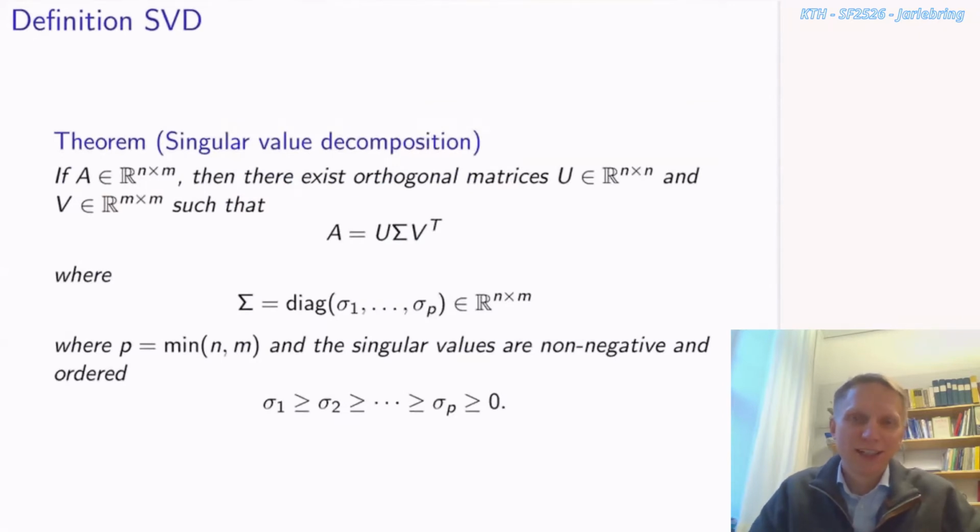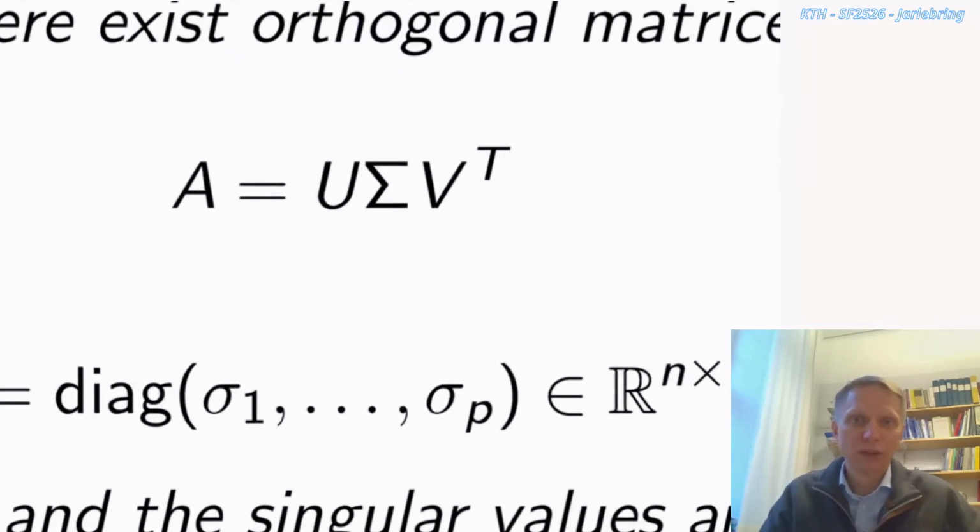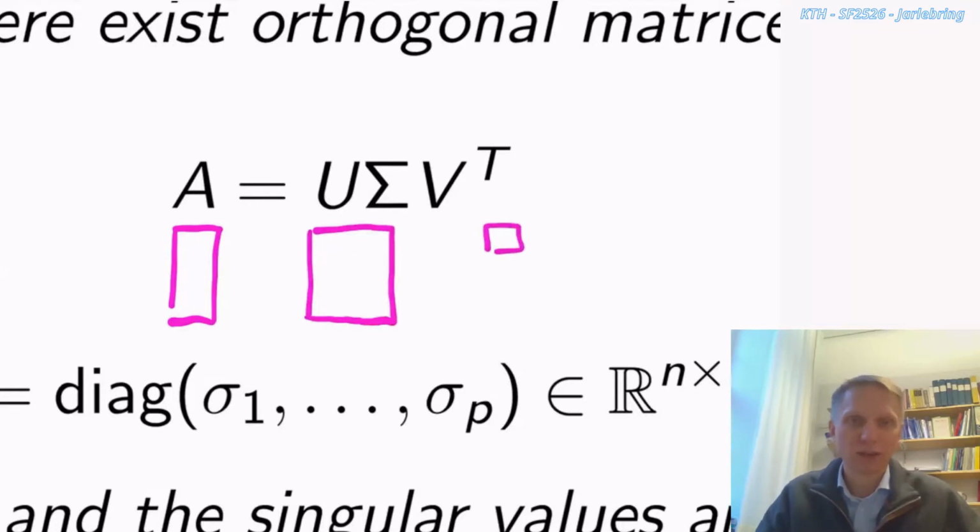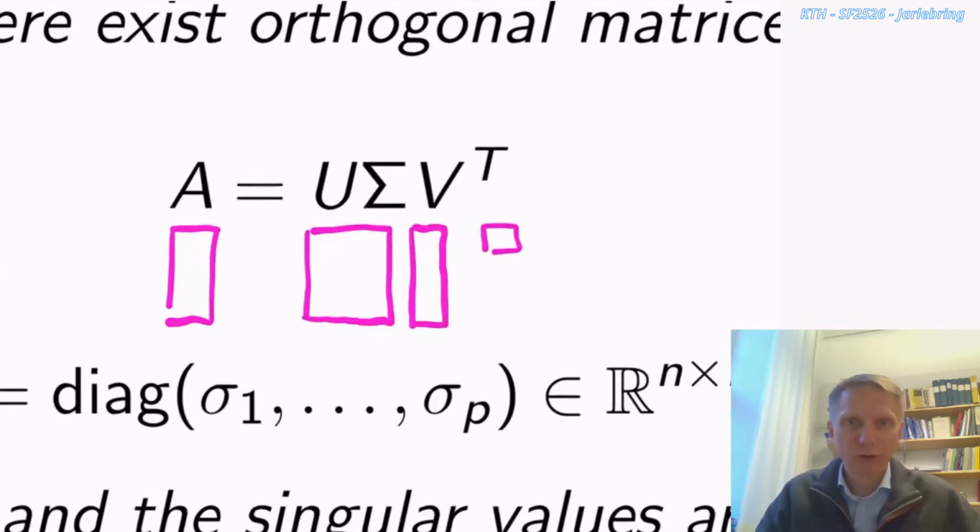This is the singular value decomposition theorem. So it's an existence theorem. It illustrates that there always exists a singular value decomposition. So for any matrix A, you can always decompose it into three matrices, U, sigma, and V transpose. So in this version of the factorization, U and V are square matrices. So U has the same number of rows as columns, and V has the same number of rows as columns. And so that's the full version when they are both square matrices.